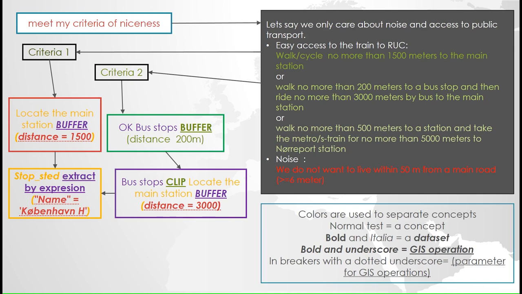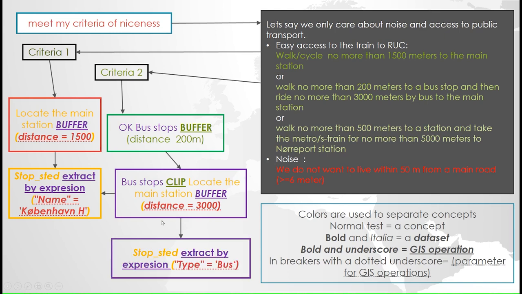That 3 kilometer one, we can do that by finding the main station. We have done that already, so we've done that here. And then we can make a buffer of 3 kilometers. And the only thing we need to say is that from these stops we can extract bus stops by saying that they own all stops of the type bus. So in that way, we have now deconstructed criteria two.